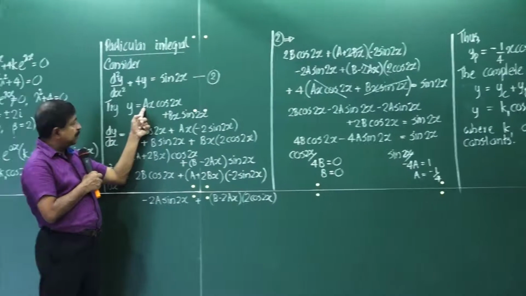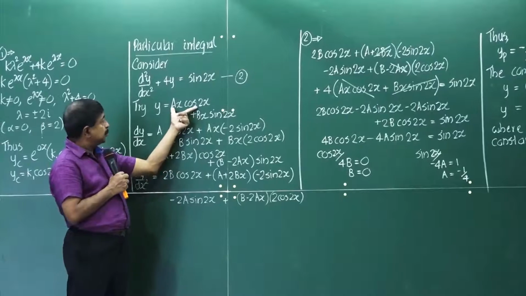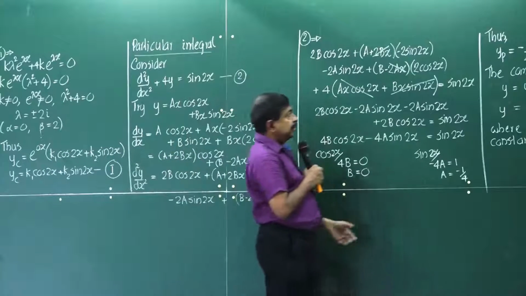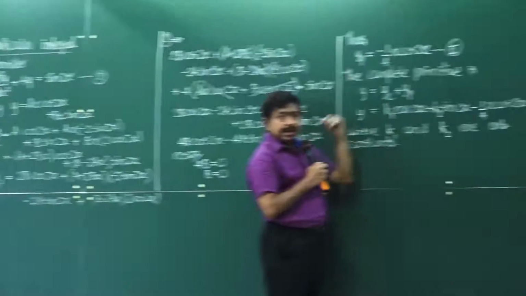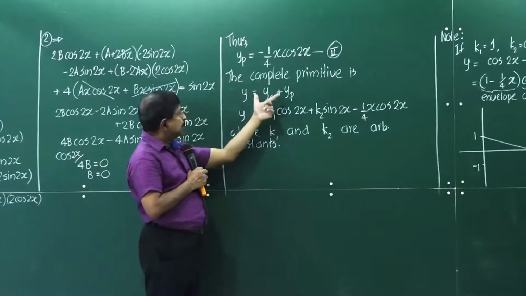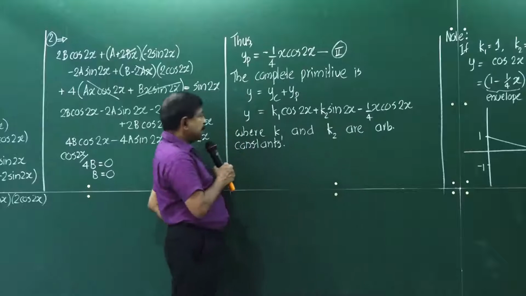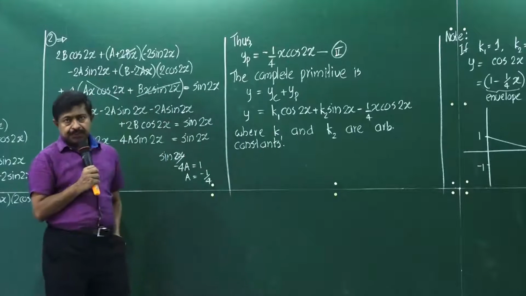A is minus 1/4, but b is 0. So this is what you get, minus 1/4 x cos 2x. So this is the particular integral. Now the complete primitive is the sum of these two. So plug in these guys here, where k1 and k2 are arbitrary constants.